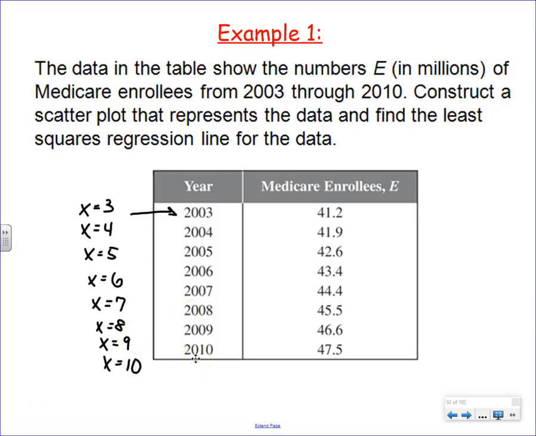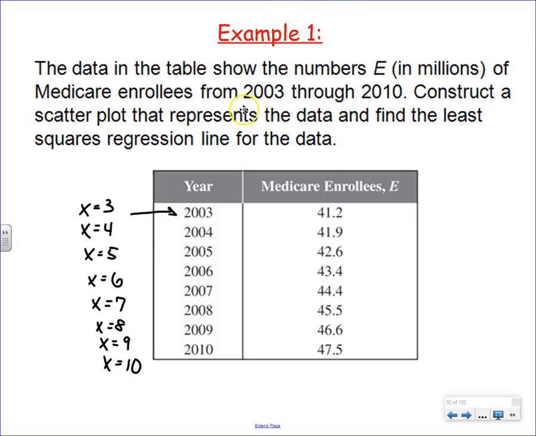It was a personal choice I made. Why would I make 2003 3 and 2004 4? Remember, if 2003 was your x, where is all my data on my graph? So what am I saying instead? X measures the number of years from 2000. So I'm just measuring from 2000 instead of measuring from 0 AD, right?